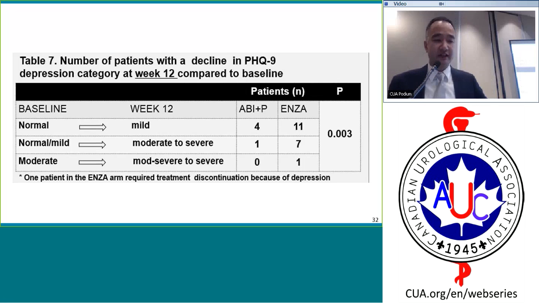So to be honest, I don't think these are actually new data. If you go back and look at the quality of life data from abiraterone and enzalutamide, it's very similar. If you look at the quality of life scores with abiraterone, it was increasing in the phase 3 trial, and if you looked at enzalutamide, it flattened out. So I think what we do have here, though, is a direct comparison between abiraterone and enzalutamide.